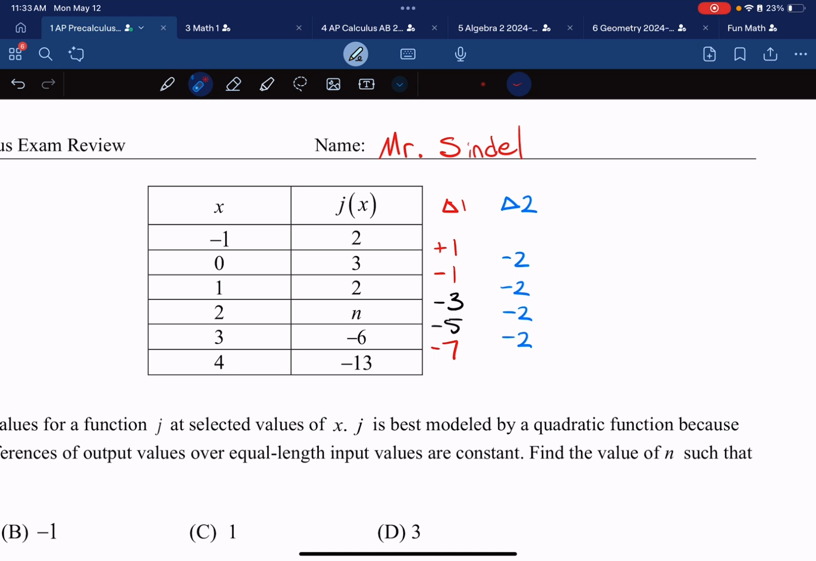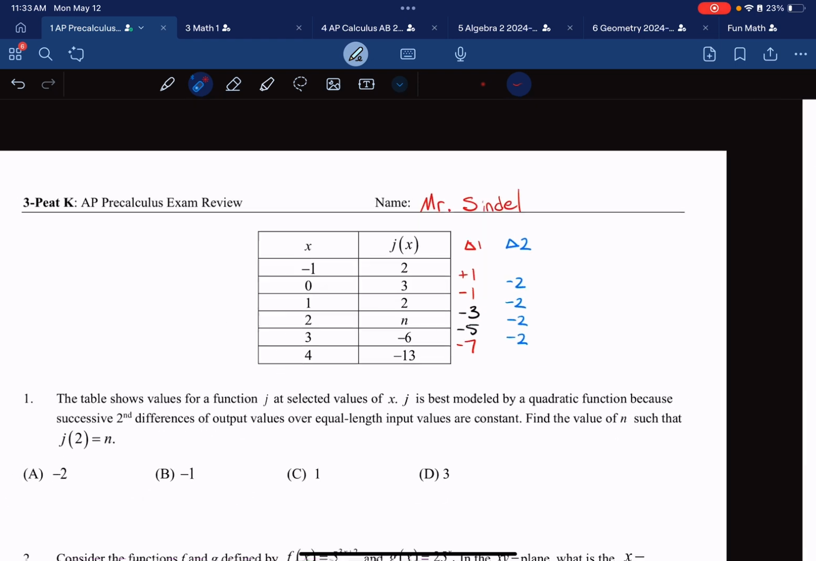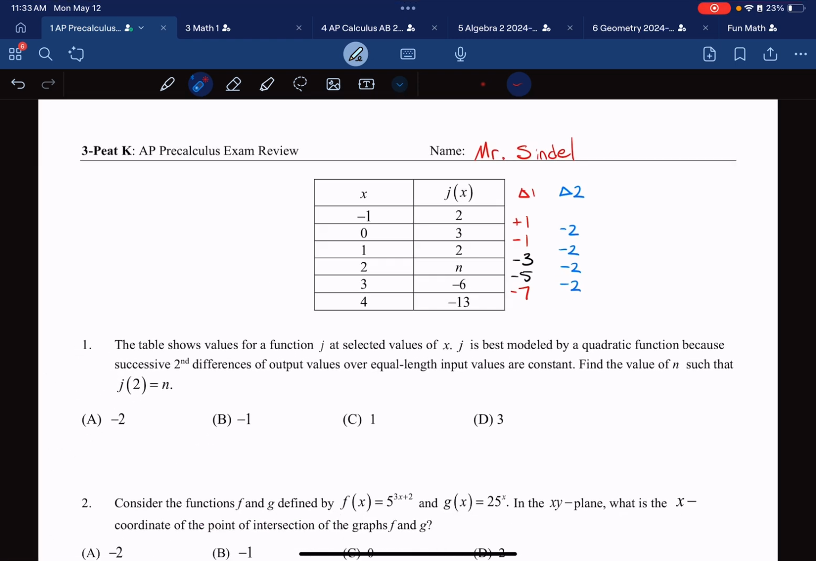And then finally I can say, okay, well, that's the first difference now. In order to get from 2 to the next value, I must go down 3. 2 minus 3 is -1, and the correct answer here is -1. The correct answer is B.